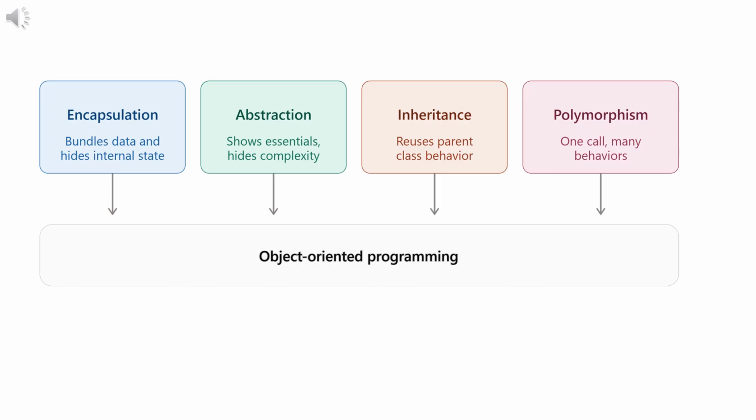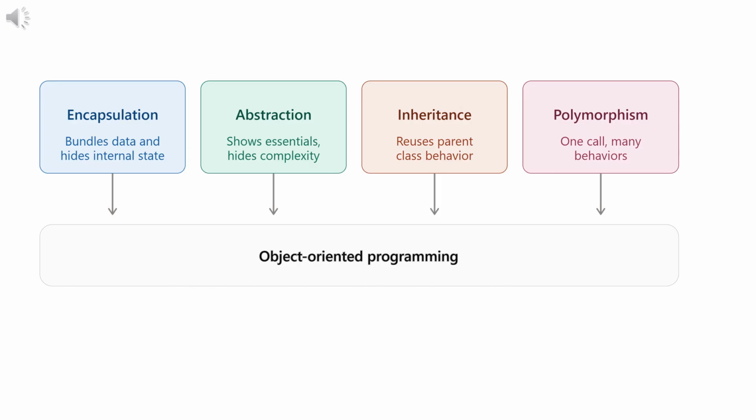Inheritance, orange, reuses parent class behavior, meaning a child class can inherit fields and methods from a parent class, avoiding duplicated code and establishing an is-a relationship, e.g., a BMW class inheriting from a generic car class.